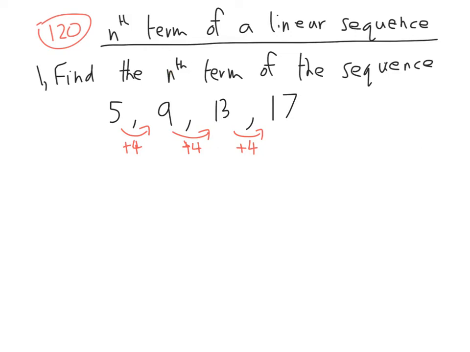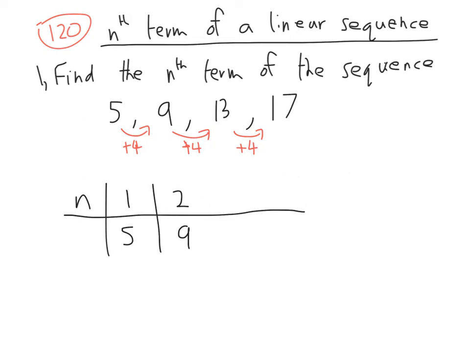So the way to approach this is having it in a table. You could have a table going down the way or across the way. This one's going to go across the way. So n stands for the term number. So the first term in this sequence is 5. N is 1. When n is 1, the sequence is 5. The second term, when n is 2, the answer is 9. When n is 3, the answer is 13. And when n is 4, the answer is 17.